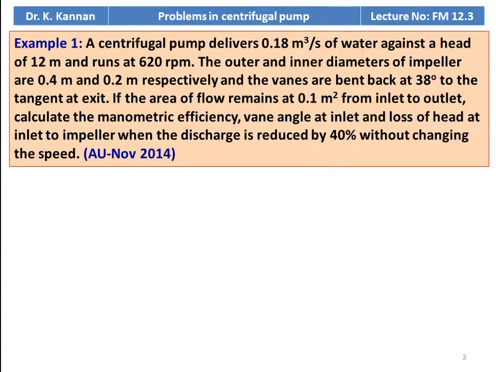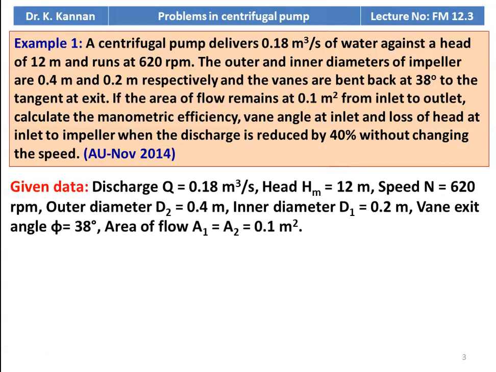Example number 1 from November 2014 question paper. A centrifugal pump delivers 0.18 meter cube per second of water against a head of 12 meter and runs at 620 rpm. The outer and inner diameter of the impeller are 0.4 meter and 0.2 meter respectively, and the vanes are bent back at 38 degree to the tangent at the exit. The area of the flow remains 0.1 meter square from inlet to the outlet. Calculate the manometric efficiency, vane angle at inlet, and loss of head at the inlet to the impeller when the discharge is reduced by 40% without changing the speed.